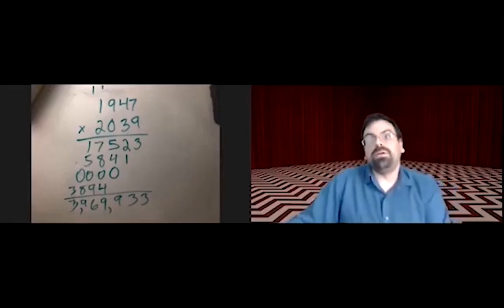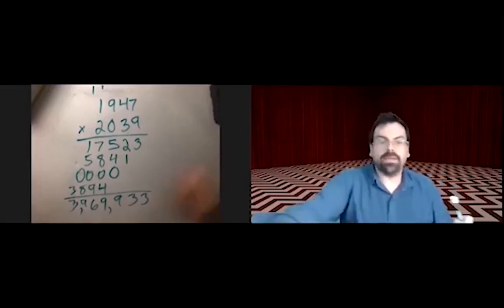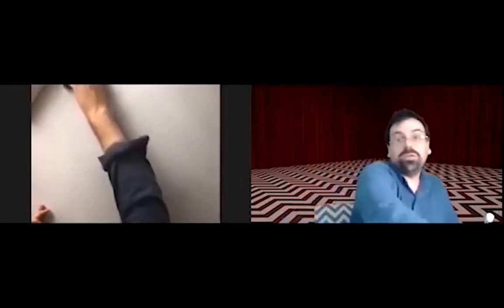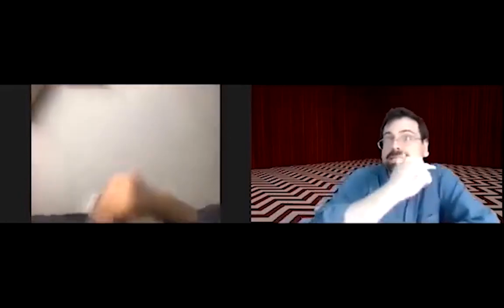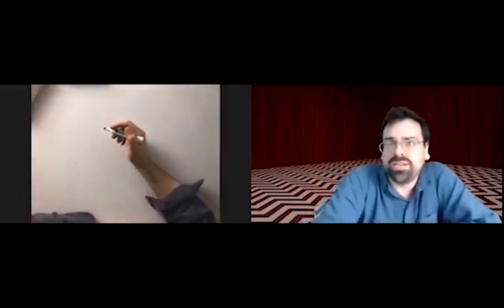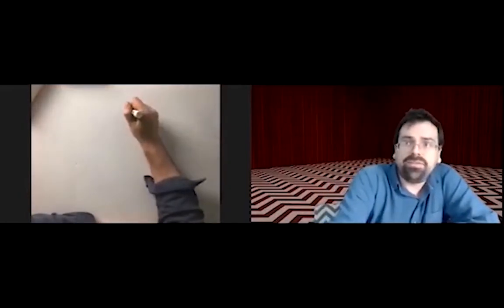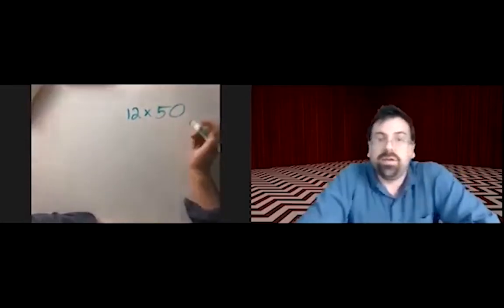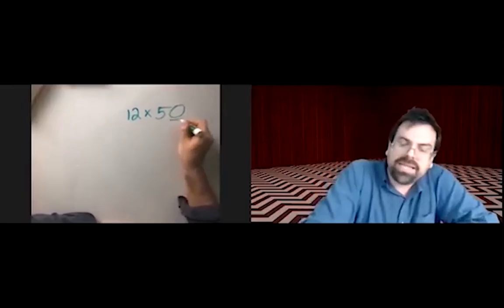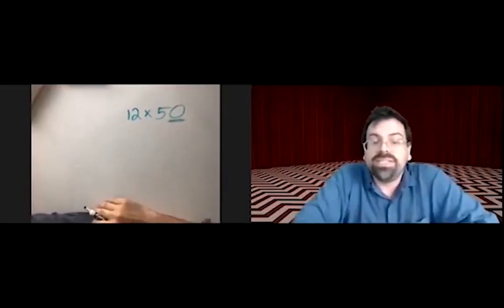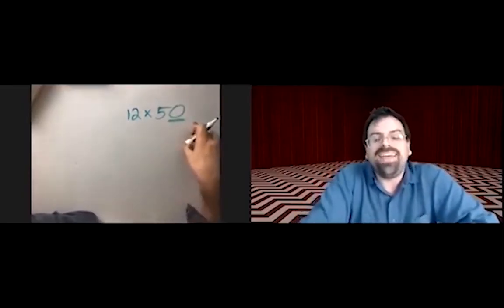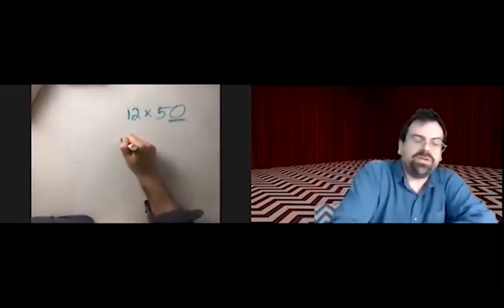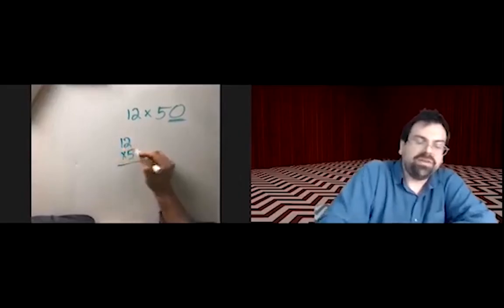Remember, I said that there's going to be some numbers that we can do a little shortcut trick on. And this is the shortcut trick. If we have 12 times 50, any numbers that end with a string of zeros, we could ignore and then add on to the answer at the end. So instead of 12 times 50, we can do 12 times 5.